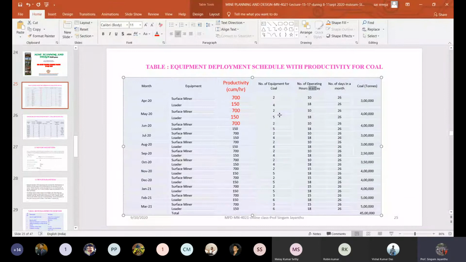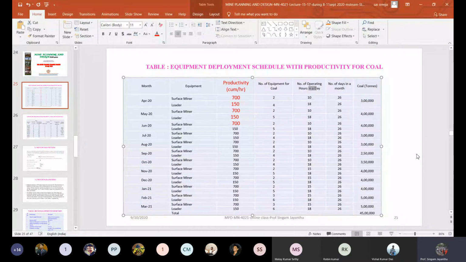In that way, from April, May, June, July, now we are in the month of September. I hope this is clear to you. This month is September, so they are using 2 surface miners and 2 loaders, and the number of operating hours per day is as mentioned here, 18 and 10. With this is the coal production they can achieve. I hope you are able to understand this.